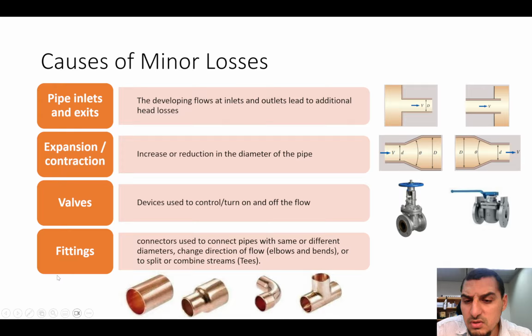Inshallah, in the next video we're going to go through each one of them in detail and see how we can find the loss coefficient for each one of them.